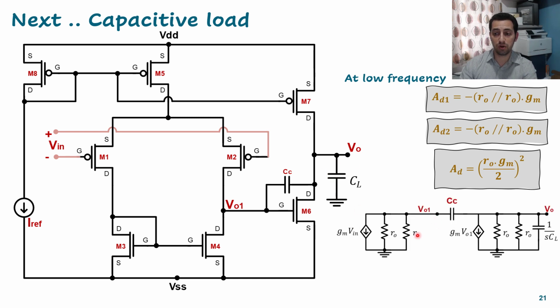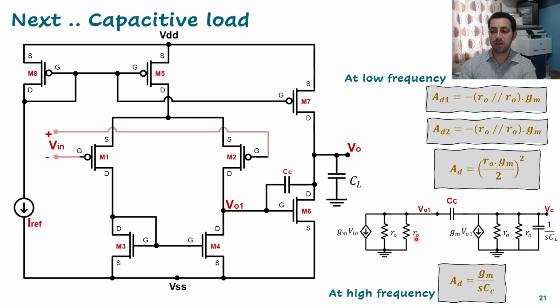This is the small signal model of stage 1 and also stage 2, and the relation between V out and V output 1, at high frequency, will be like a voltage divider, and the CC will dominate the voltage division by a good selection of the value. So the gain of this amplifier at high frequency will be GM over the reactance of the CC, and now I'm excluding the CL outside. And at low frequency, I will keep the gain without any problem.